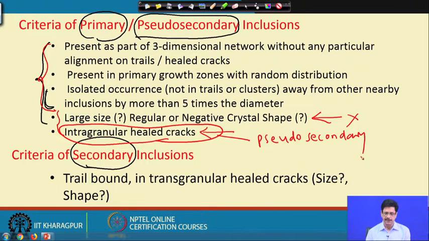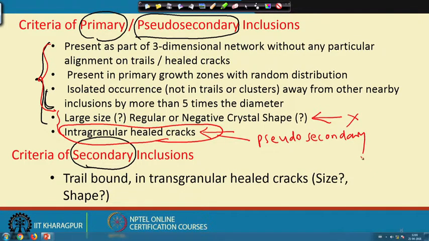And we can only tell that whenever there are inclusions that follow trails, that are trail bound and transgranular, meaning across many grains, when we see them under the microscope in the field of view, we can tell them as secondary inclusions. In other words, we can broadly categorize the inclusions as trail bound or non trail bound. When they are non trail bound, we have to be very sure that they are part of the 3-dimensional network, getting focused at different planes when we see them under the microscope, and they do not follow any particular linear pattern in their occurrence. Then size, shape, and many of the parameters can come later.